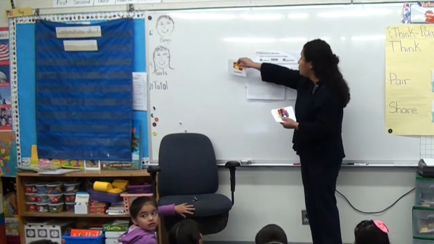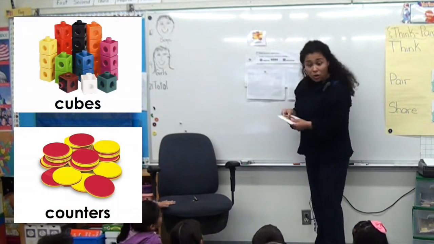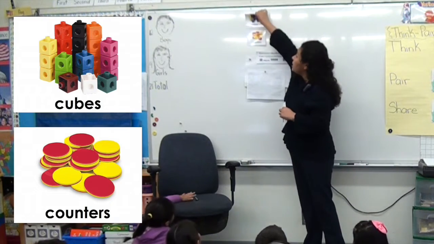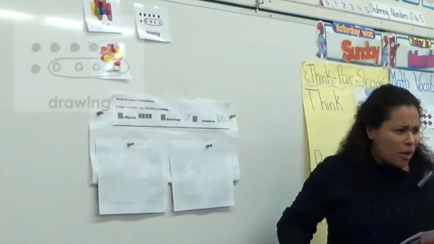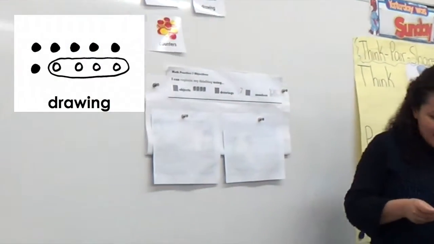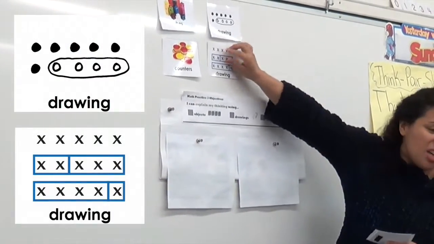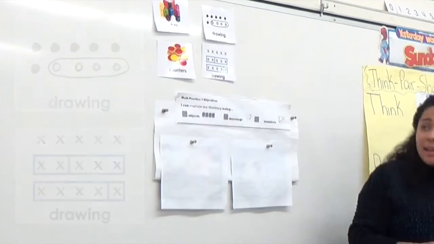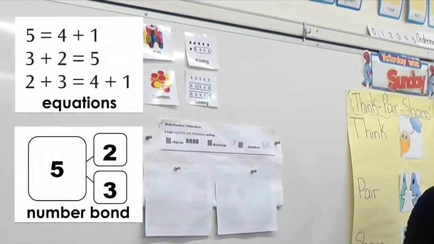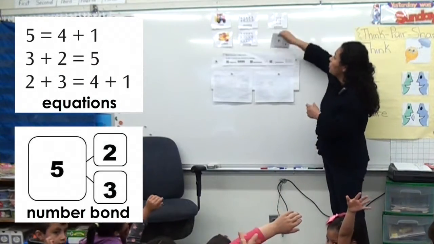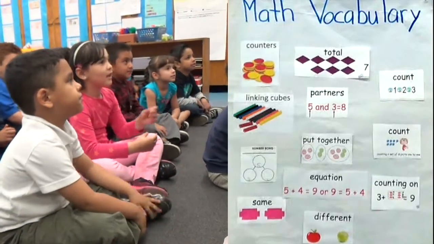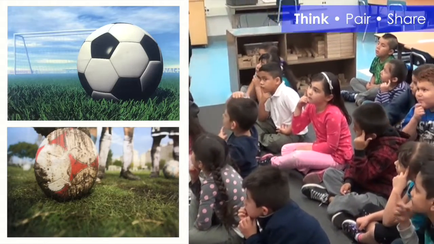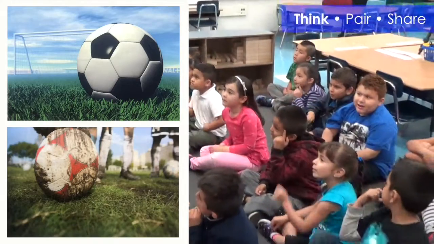Counters. You use counters, right? Or linking cubes. Now, those are objects. Do some of you draw pictures like that? Yeah. This is another way you could draw pictures, right? And another way you can show me your work is with numbers. I reviewed the vocabulary I wanted students to use and used pictures to clarify the context of the problem.